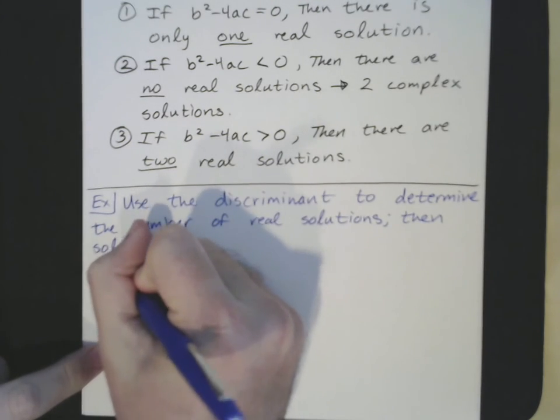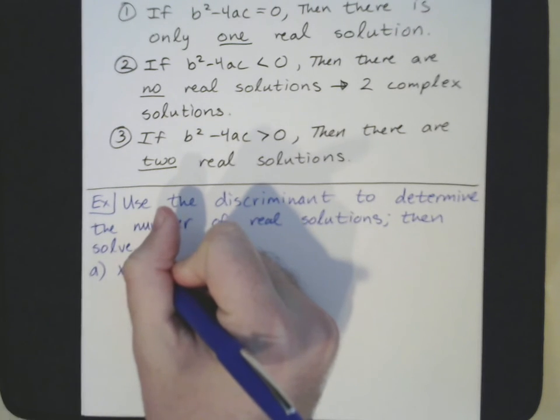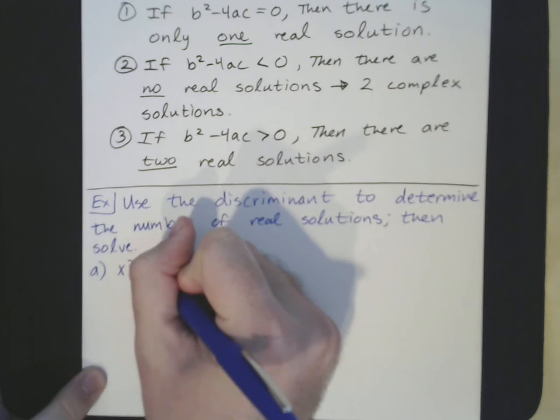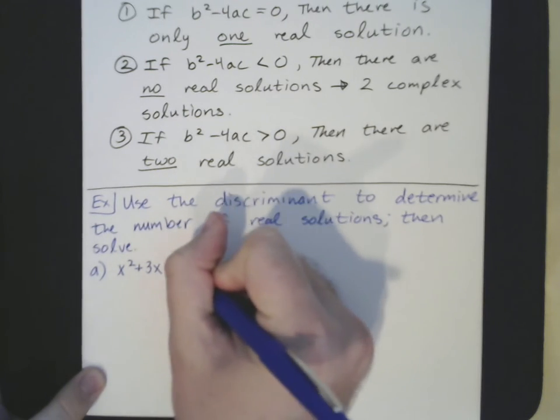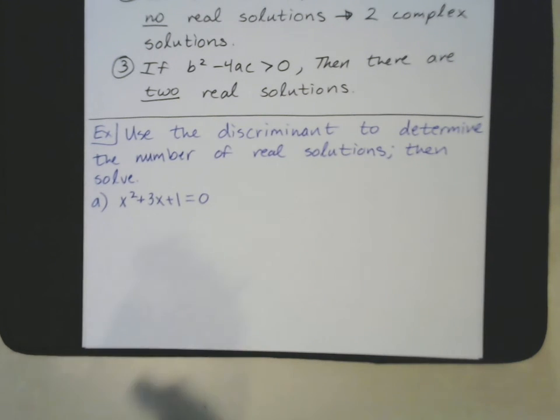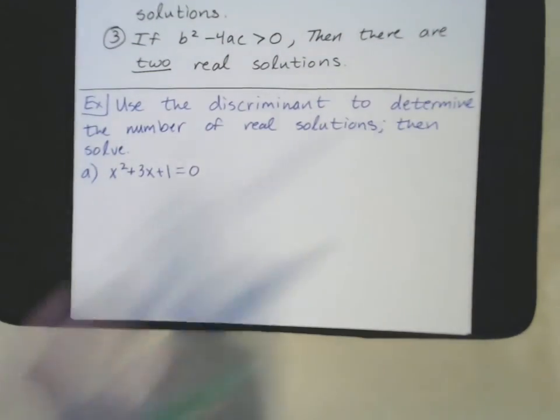So this first one will be x squared plus 3x plus 1 equals 0. So please do try and work this out on your own. Calculate your discriminant, see which case you fall into, 1, 2, or 3. Use your quadratic formula to solve.